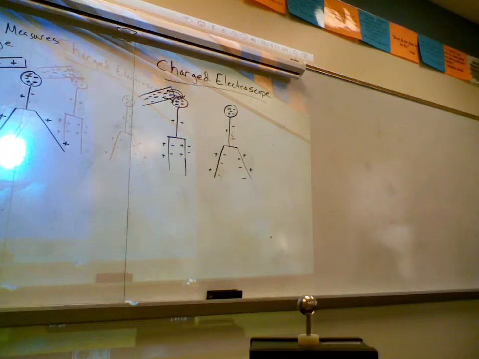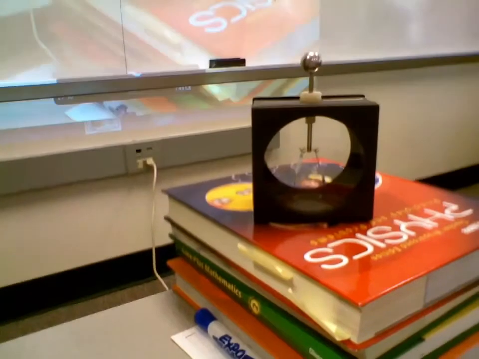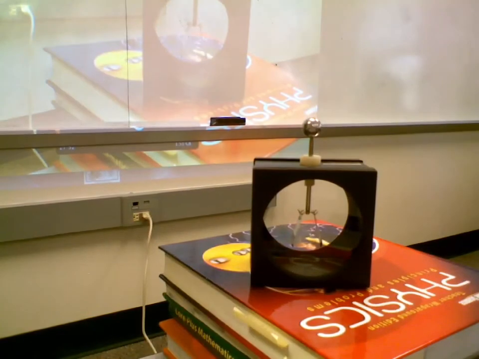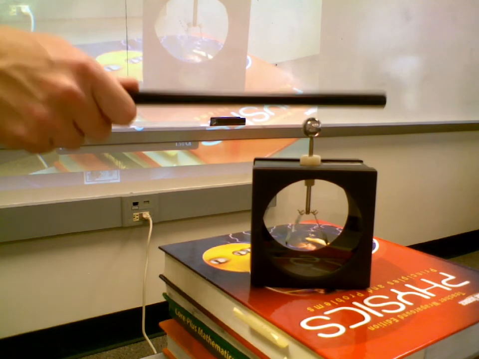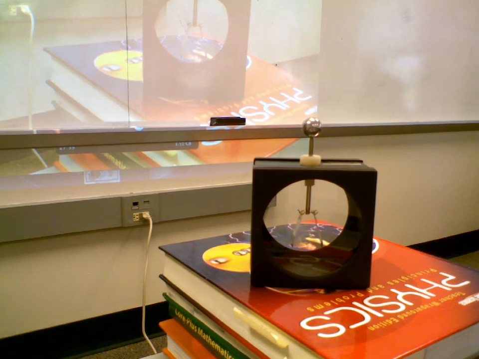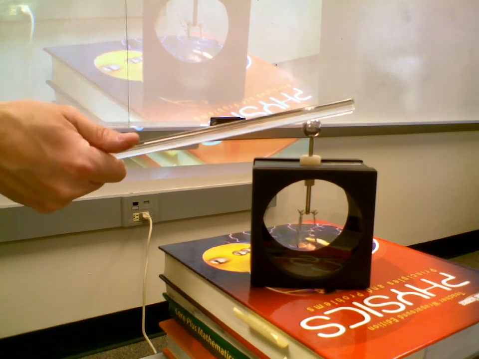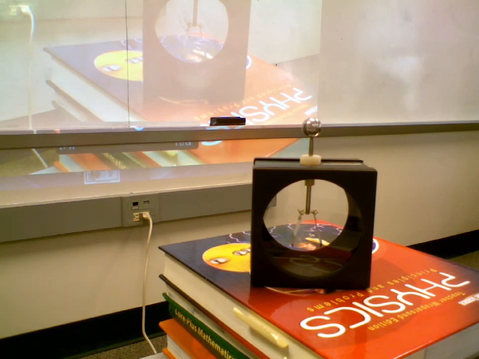Alright, so back to the electroscope. I recently charged this electroscope. Okay, the leaves are pretty spread apart, right? Now, what's going to happen if I bring a positively charged rod near this electroscope? They get close together. Why do they get close together?